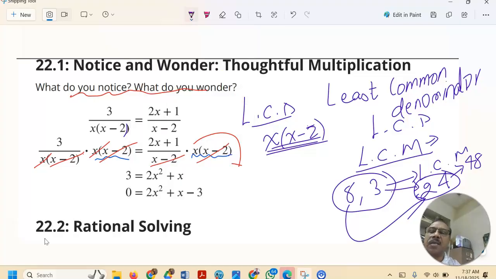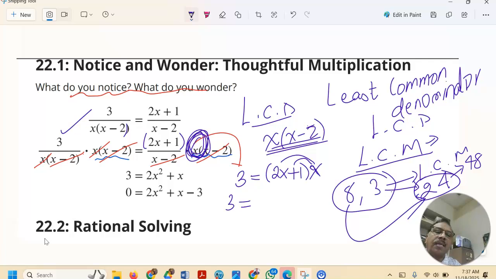The step that is missing is: this 3 stays, equals, this 2x plus 1 stays as it is, and this x, which is right here, will remain. The next step is to use the right distributive property. What does right distributive property mean? The x on the right side is multiplied to both terms inside. So x times 2x gives 2x squared, and then x times 1 is just x. This is what you're supposed to write.